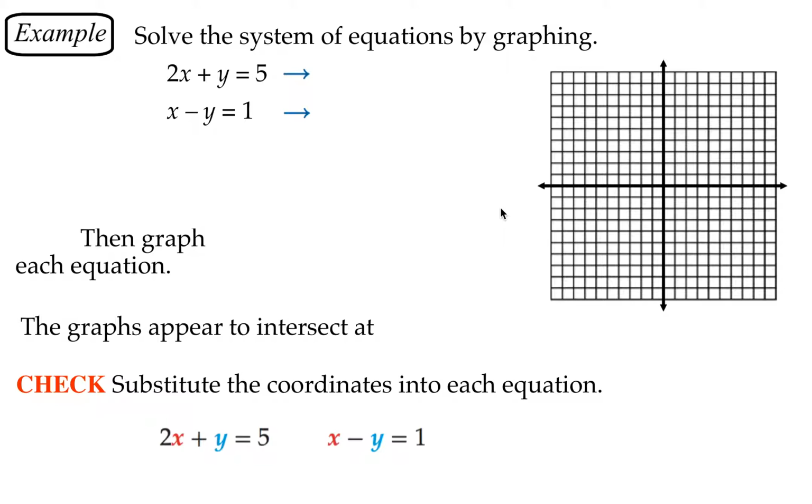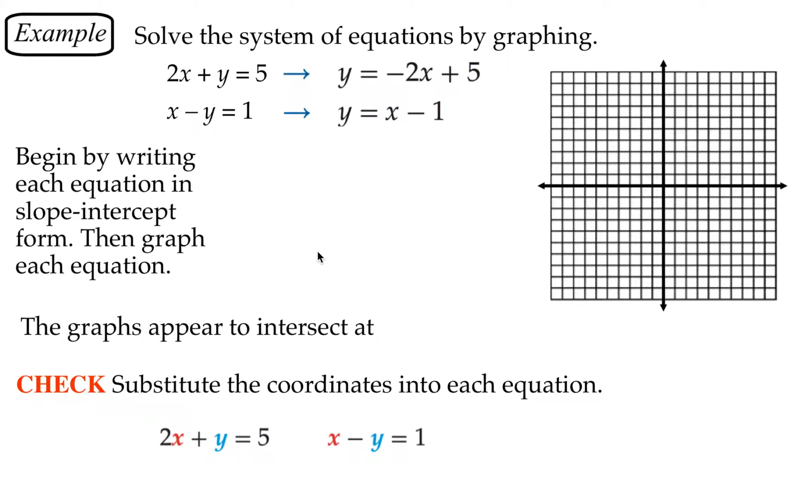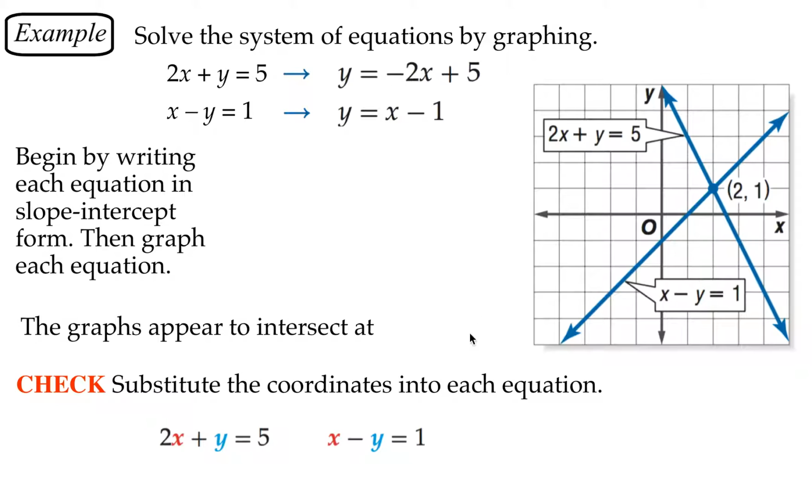Here's an example where we're going to solve by graphing. The beginning is exactly the same. We are going to start by putting each equation in slope-intercept form, which I have done for you. You solve it for y. Then we're going to go ahead and graph each of those equations. So you can use your y-intercept and your slope to plot points and connect the dots, and then go ahead and graph those two equations. I have the graph for you right here. They seem to intersect at the point (2, 1).